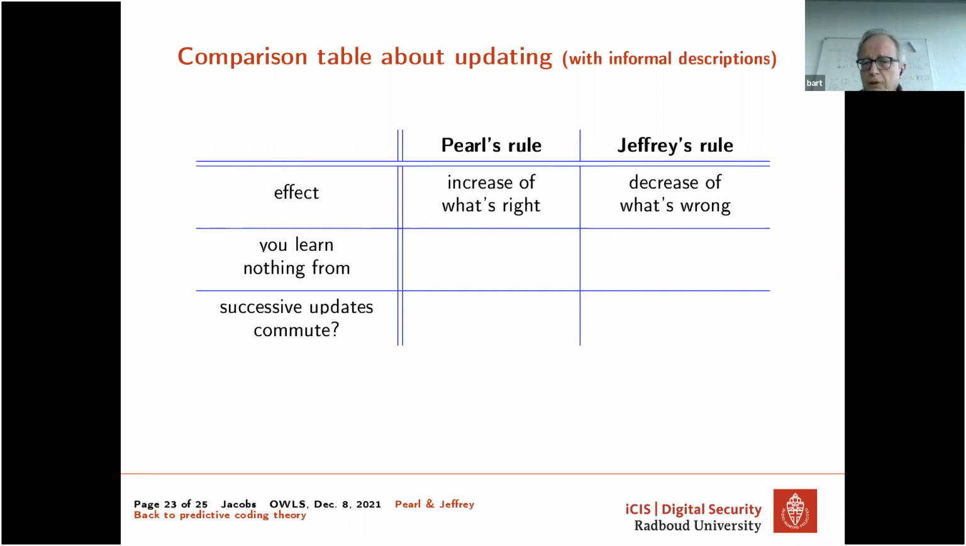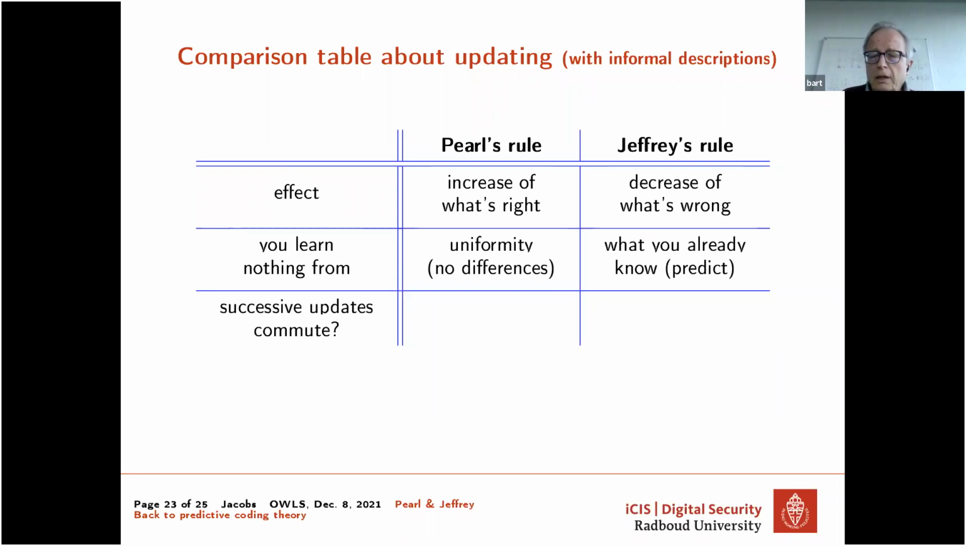What kind of evidence means that you learn nothing? Now, in Pearl's case, you learn nothing from uniform evidence. So everything looks the same in the outside world. And if you update with everything is the same, nothing changes. Somehow this makes sense. You can say, if everything looks the same in the outside world, that gives me no information, so I learn nothing.